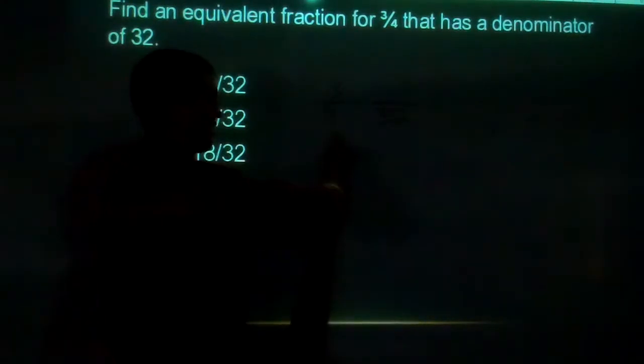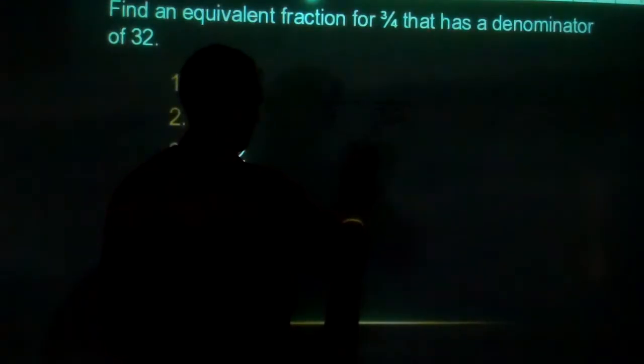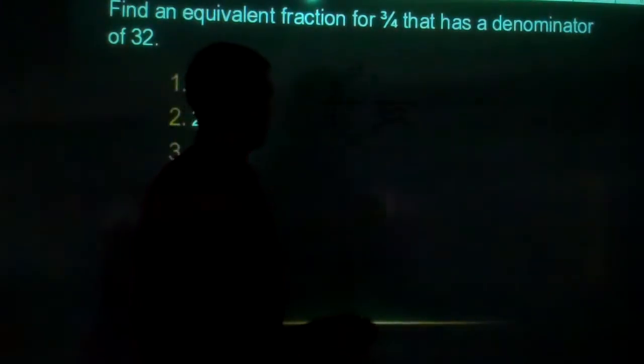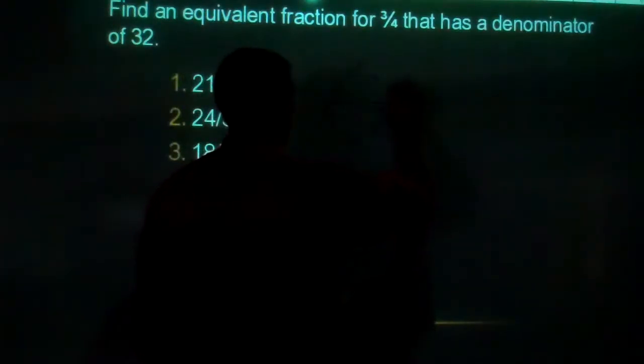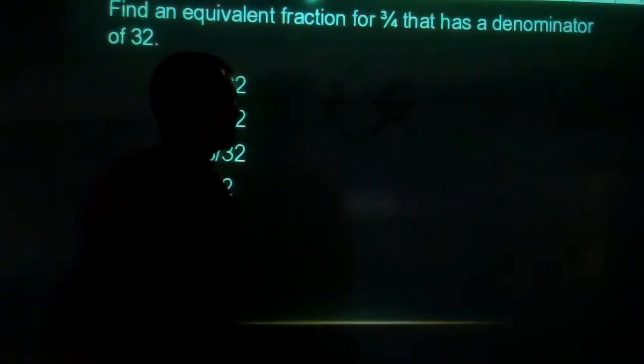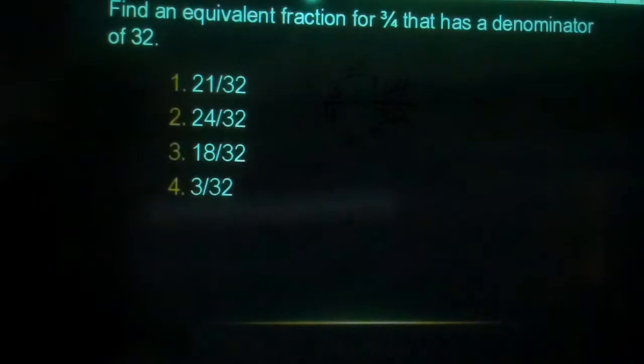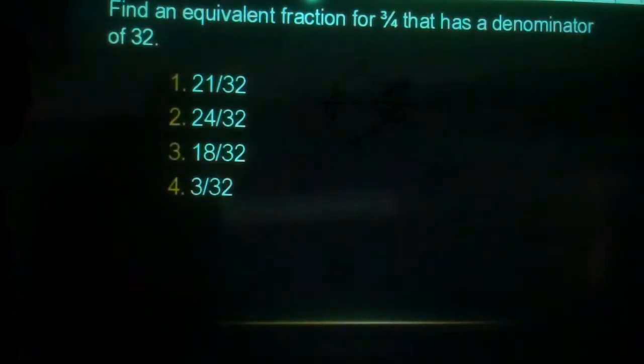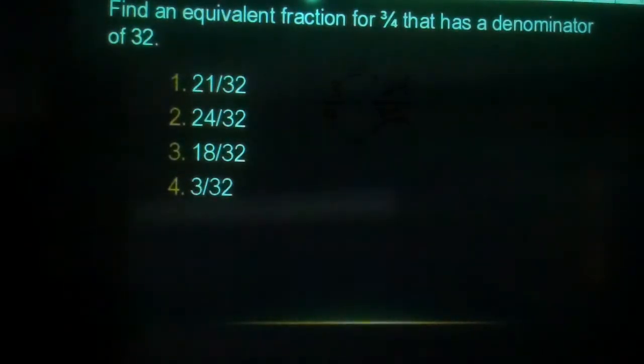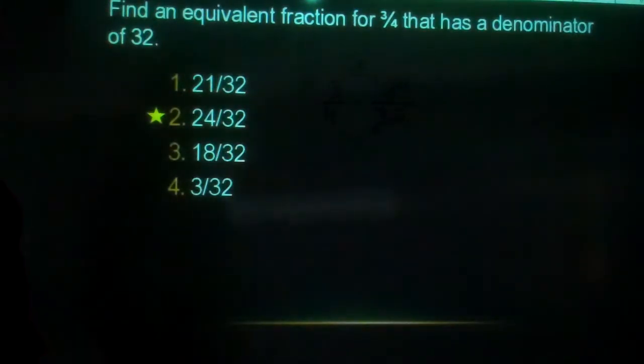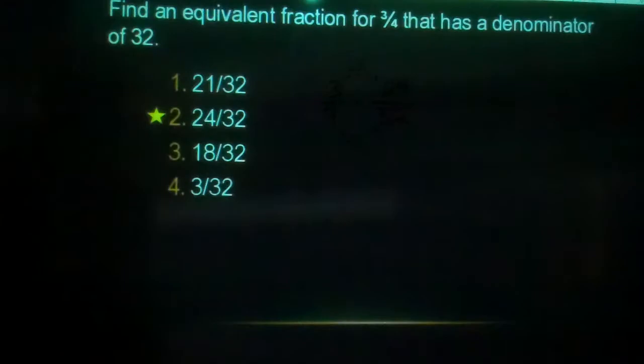So we know that these are going to be equal, but we have to figure out what we multiply by first. Well, I know that 4 times 8 gives us 32. So times 8. That means we're going to multiply 3 times 8 to get our answer there. So 3 times 8 is 24. So we've got 24/32. That should be our answer. And we can see there that number 2 is the correct answer there, 24/32.